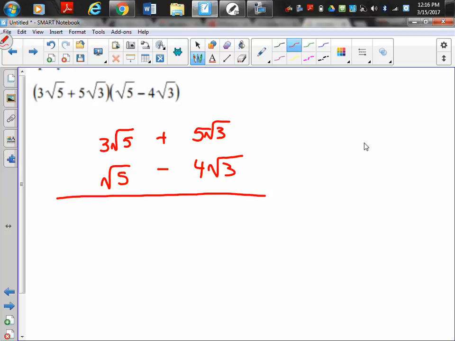So you multiply your coefficients. -4 times +5. -20. Under times under. 3 times 3 is 9. You do the same thing. Coefficient times coefficient. -4 times 3. -12. 3 times 5. 15.